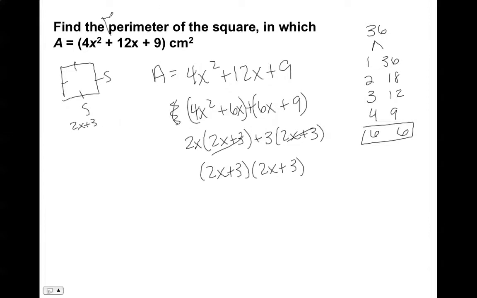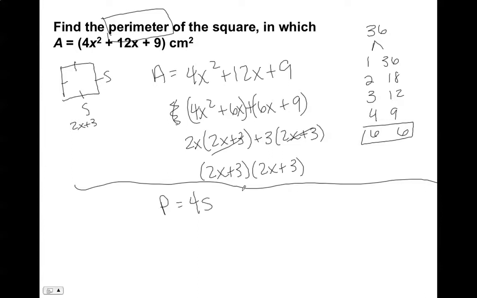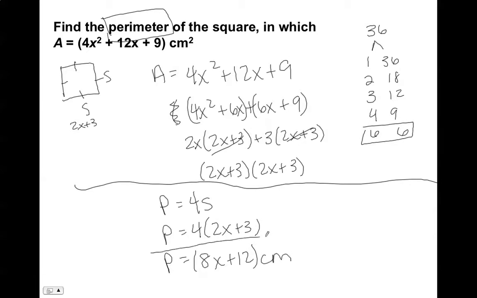But since we're wanting to find the perimeter, we now need to remember that the perimeter is 4 times the side length. So here our side length is 2x plus 3. So when we substitute in and simplify, we get the perimeter is 8x plus 12 centimeters. And that is your perimeter.